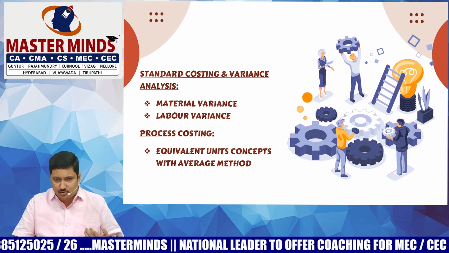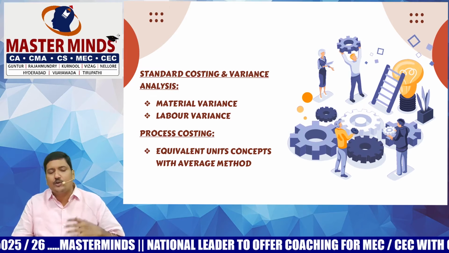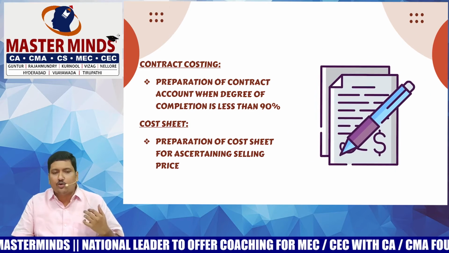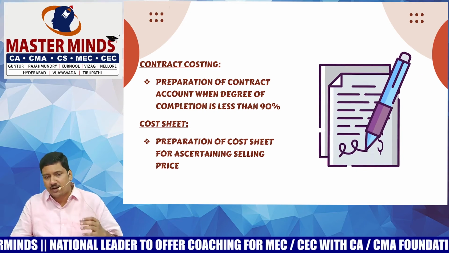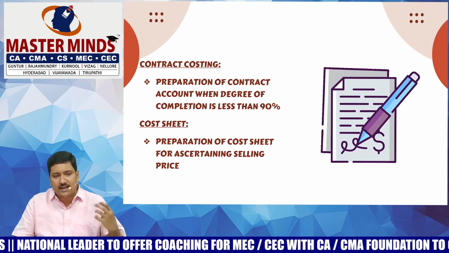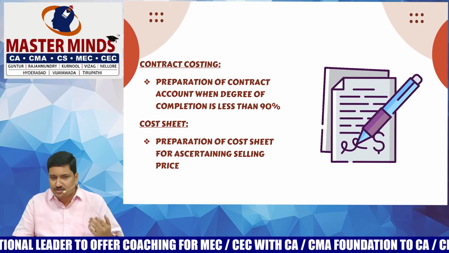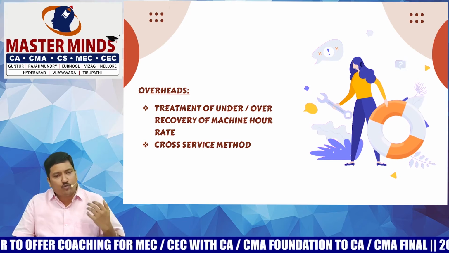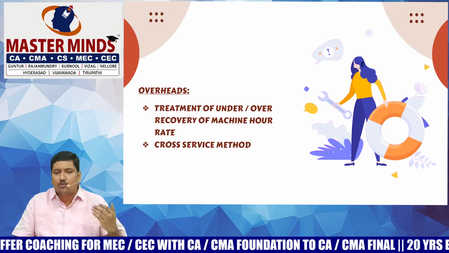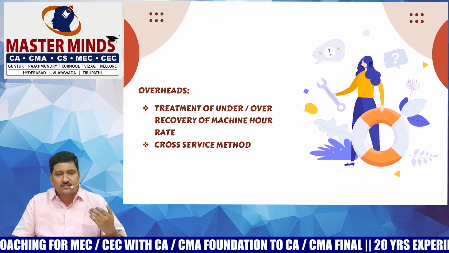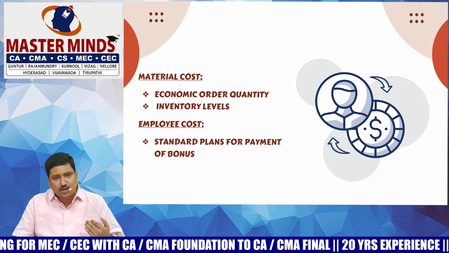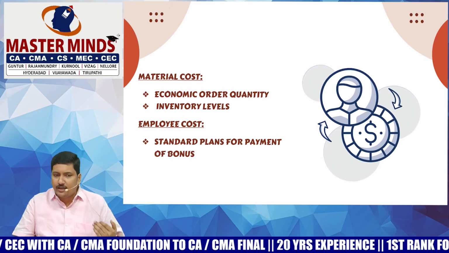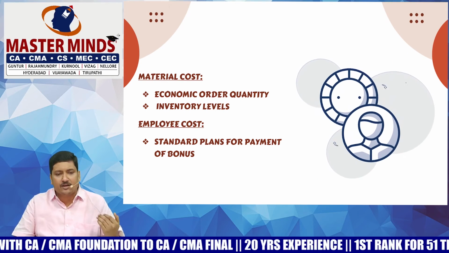After that, process costing. In this particular chapter, you need to refer equivalent units concepts with average method. Now coming to contract costing, preparation of contract account when degree of completion is less than 90%. After that, cost sheet, preparation of cost sheet for ascertaining selling price. After that, overheads, treatment of under or over recovery of machine hour rate, cross service method. After that, material cost, economic order quantity, inventory levels. After that, employee cost, standard plans for payment of bonus.